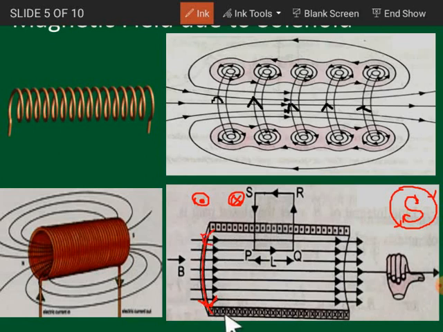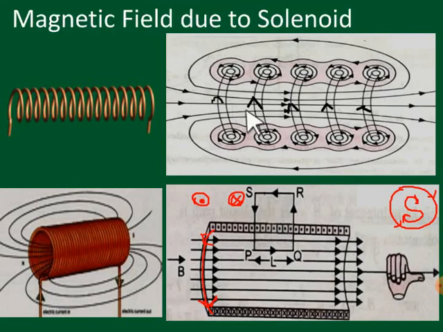So this X mark represents the current getting inside, perpendicular to the plane of the paper and directed inward. Dot represents perpendicular to the plane and getting outward. Got it? So why am I telling all these things? Because it will be used in the derivation of the magnetic field due to this solenoid. Okay, let's see.